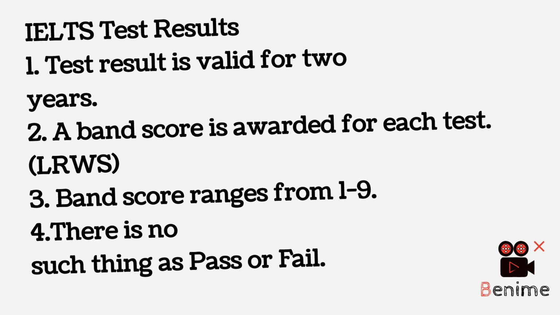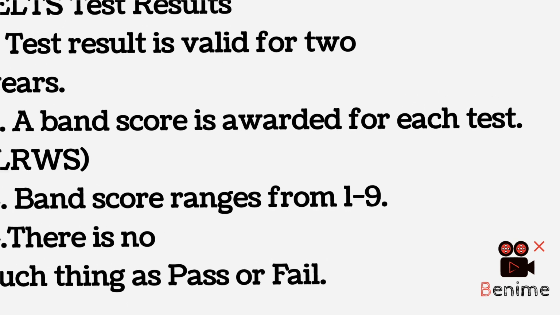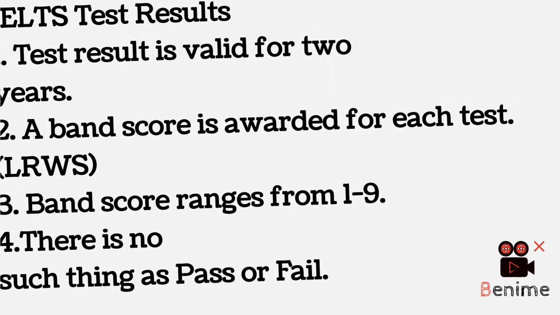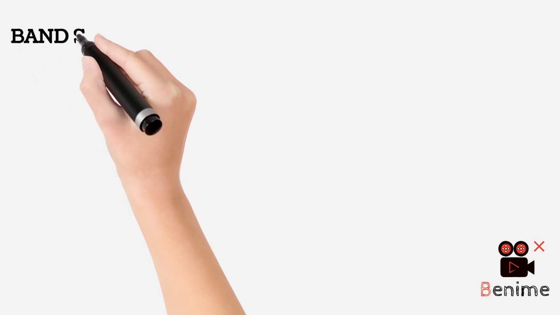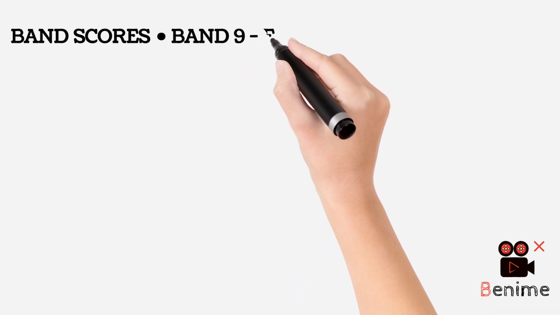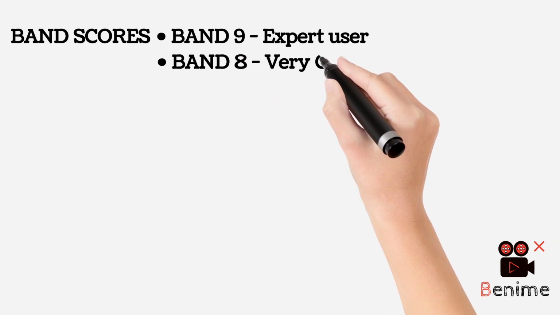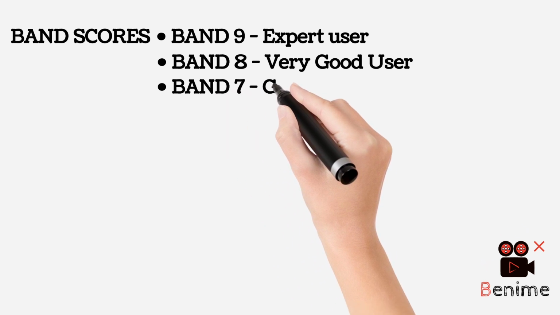Now, if we talk about the test results, this test result is valid for 2 years. A band score is awarded for each test, and the scores are ranging from 1 to 9, and there's no such thing as pass or fail. Now, these band scores assess your abilities, your skills of English, and the highest level is your band 9, which is for expert users.